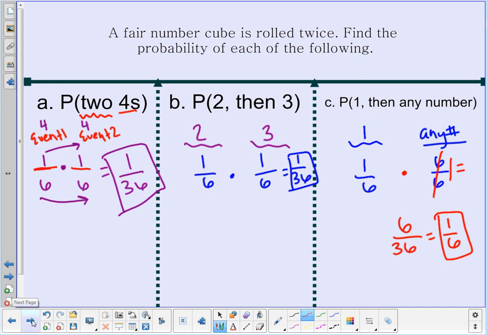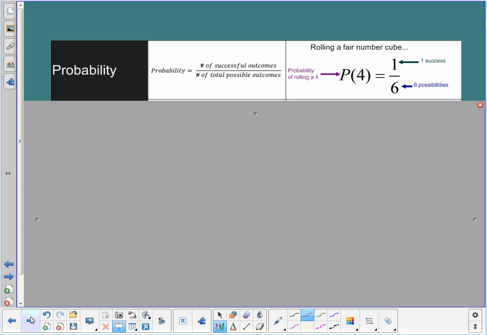Okay, so now let's just define those three terms. Let's review what probability is, and we talked about this yesterday. Probability is the number of successful outcomes divided by the number of total possible outcomes. So the probability of rolling a 4 is 1 success out of 6 possibilities, or 1/6. Okay, but now we have two different types of events when we want things to occur at the same time.